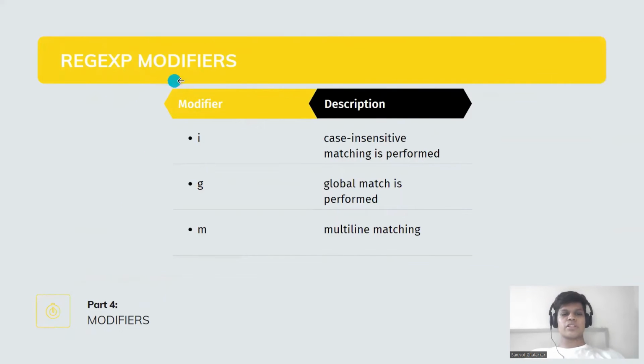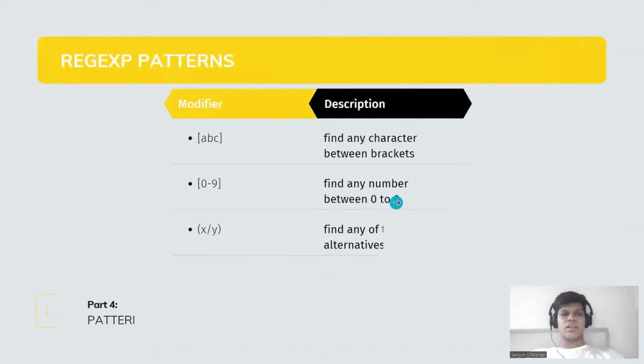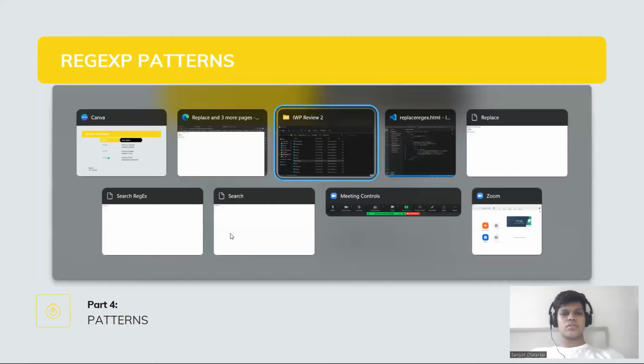These are certain regex modifiers. I means case insensitive matching is performed. G is a global match performed, and M is multi-line matching. Regex patterns: if we have ABC or any alphabet in braces, it will find any character between the braces, the same as for the numbers 0 to 9, it will find the numbers. And this is for alternatives separated like L or Z or any in the sentence.